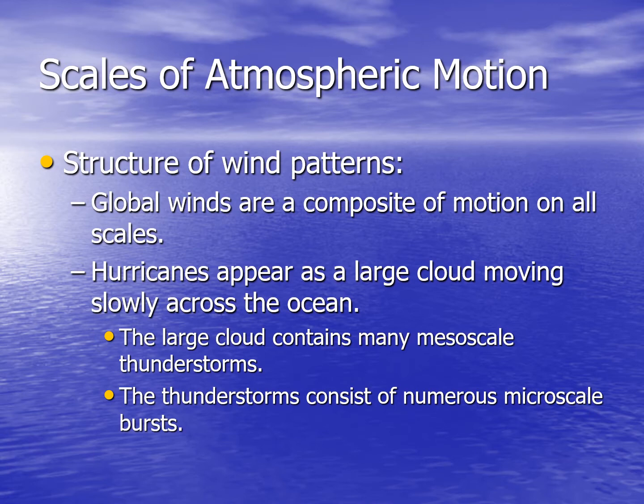Okay, so what do hurricanes look like? Say on a satellite image, they appear as a large cloud moving slowly across the ocean. So it's basically this huge ensemble of thunderstorms. Okay, and of course the thunderstorms are mesoscale, and then the thunderstorms themselves within this much larger thing referred to as a hurricane, those thunderstorms are going to consist of numerous macro scale bursts, updrafts and downdrafts.